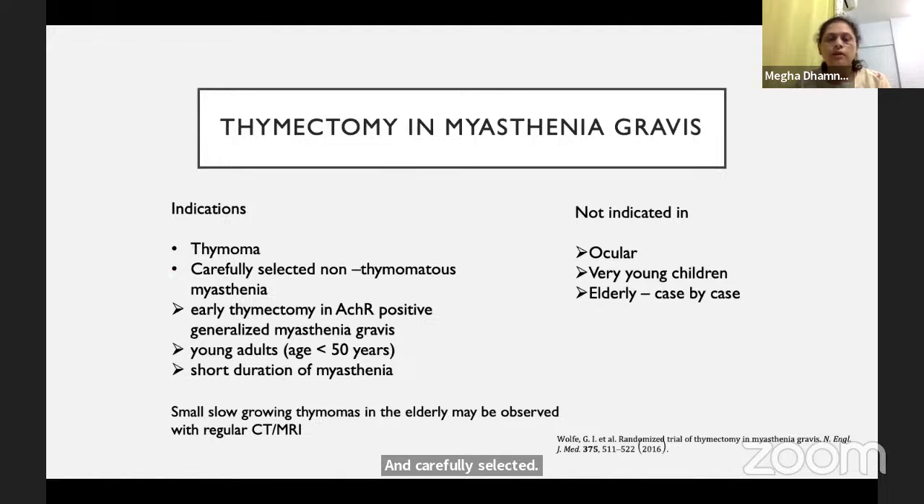Like how we decided about going in for a thymectomy in our patient, which I discussed with you, the young patient who was refractory to high-dose steroids, azathioprine, rituximab, who improved after a thymectomy. So we have to select these patients who are non-thymomatous, and early thymectomy helps in these patients rather than waiting for a longer duration of disease.